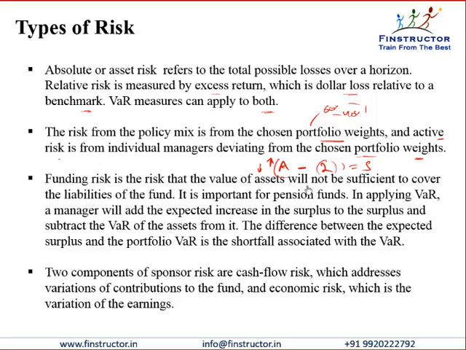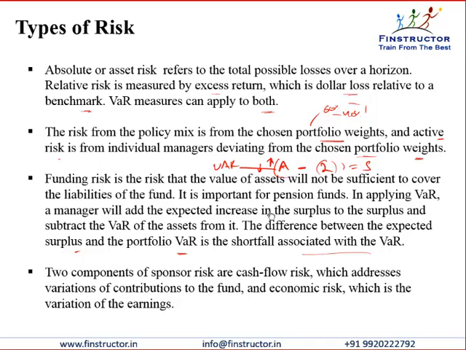So we add the expected increase in the surplus and subtract the VaR of the assets from it. So the VaR of the liabilities is assumed to be 0 because the liabilities are assumed to be fixed. So whatever is the VaR of the assets will become the VaR of this surplus. The difference between the expected surplus and the VaR is the shortfall, which we'll study with an example.